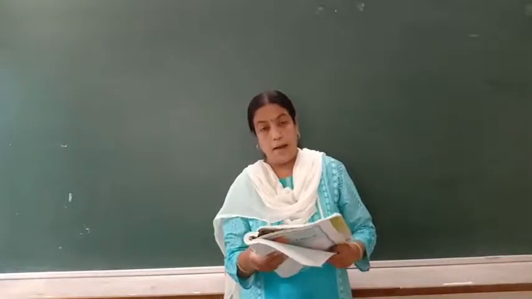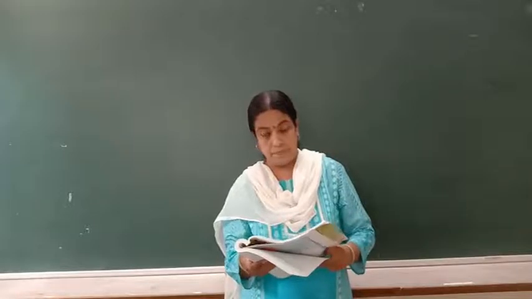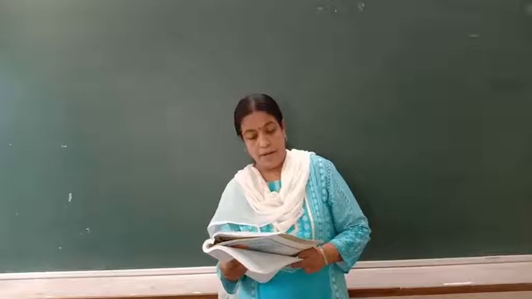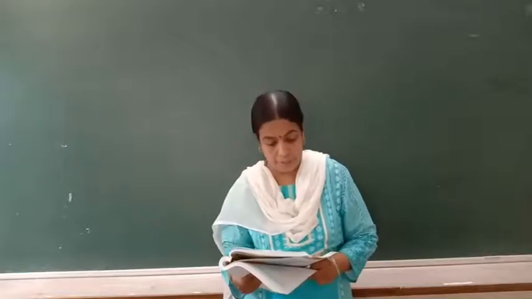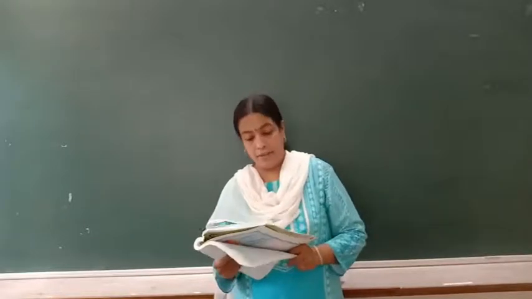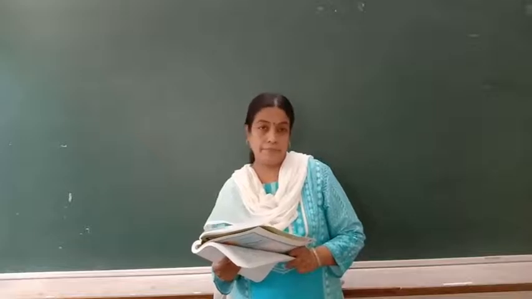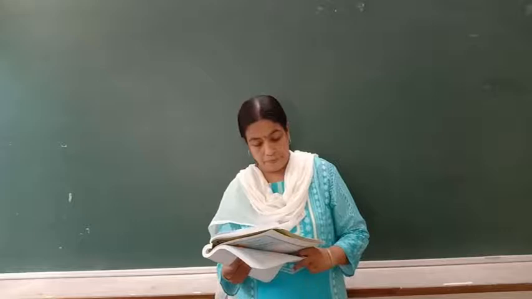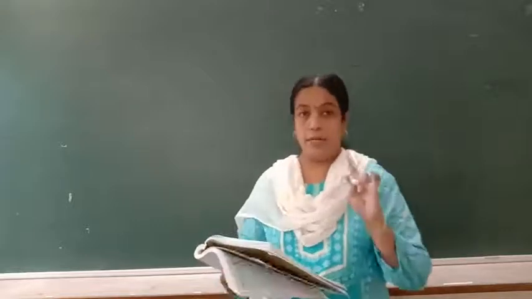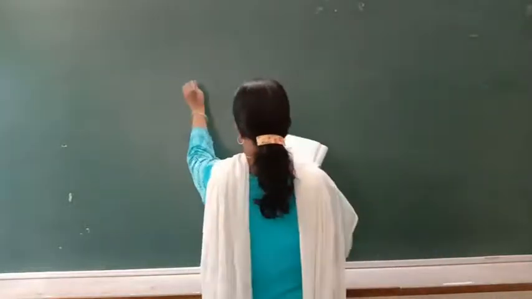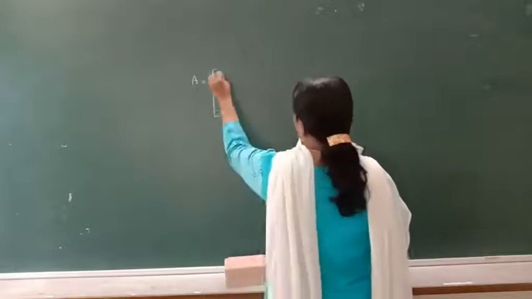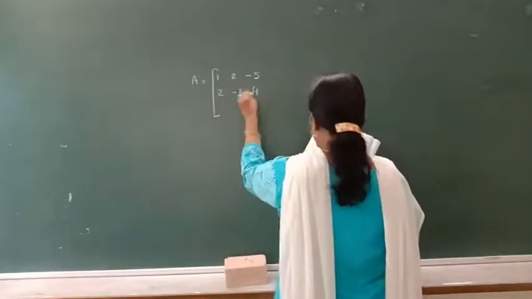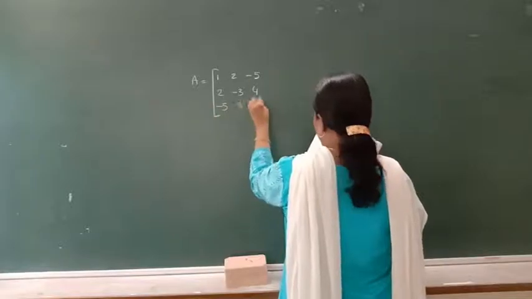Construct a matrix A such that... First we will do this: for each of the following matrices, find its transpose. First you have to find the transpose and state whether it is symmetric, skew symmetric or neither. First we will take the transpose, you know it very well. Let me do the first sum. A is equal to 1, 2 minus 5; 2 minus 3, 4; minus 4, 9.